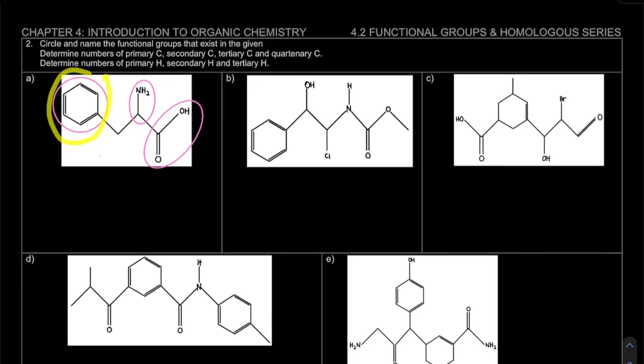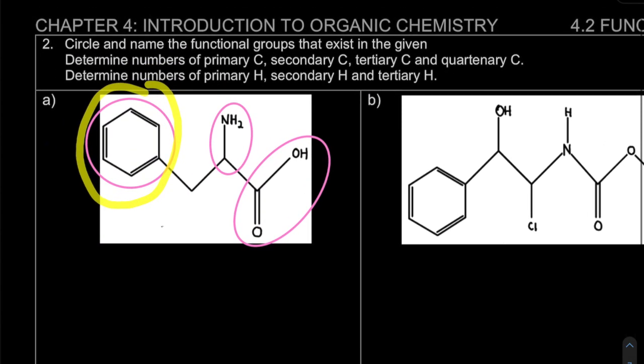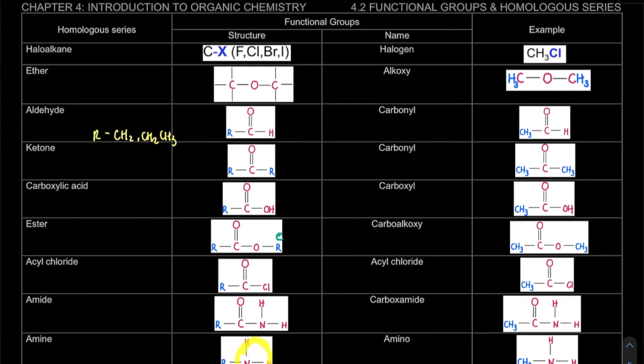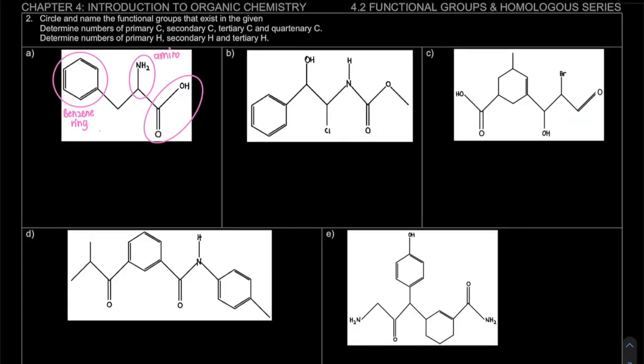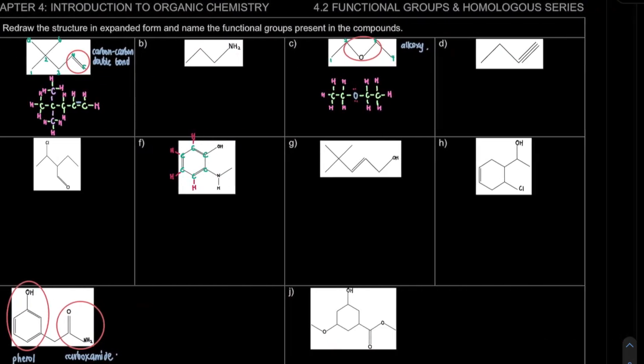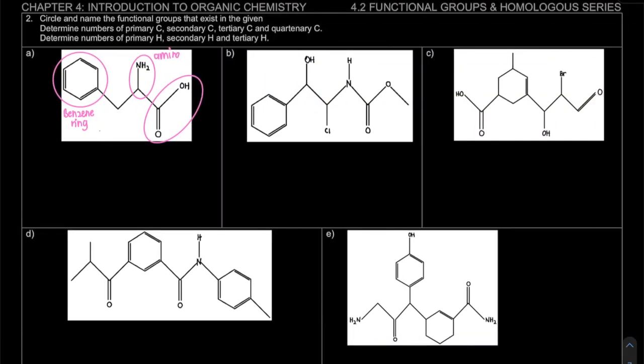So here, it's your benzene ring. I'm just going to write down here first. Is NH2 amino? Let's check. Remember, if the NH2 is bonded to C double bond O, it is carboxamide. But if the NH2 is bonded to your carbon, it's an amino. And then this is your carboxylic acid, C double bond OOH. That is the homologous series. The functional group is carboxyl. So we're going to write down carboxyl.